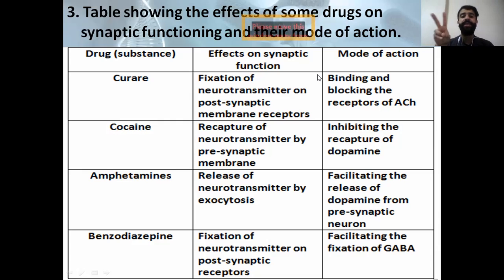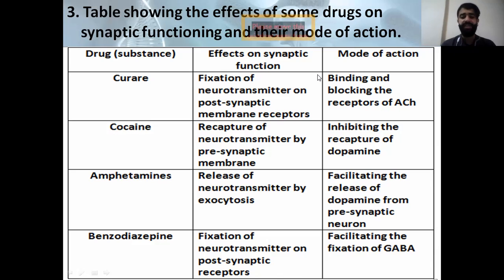So this is the second drug until now. We talked about curare and acetylcholine. From now on, whenever you say curare, you have to know that acetylcholine is the antagonist. Cocaine helps, facilitates, or provokes the function of dopamine by inhibiting its recapture. So whenever you say cocaine, you have to link it immediately to dopamine.